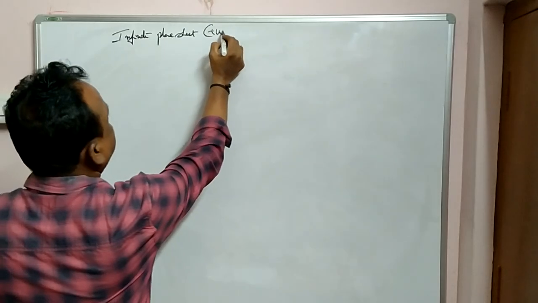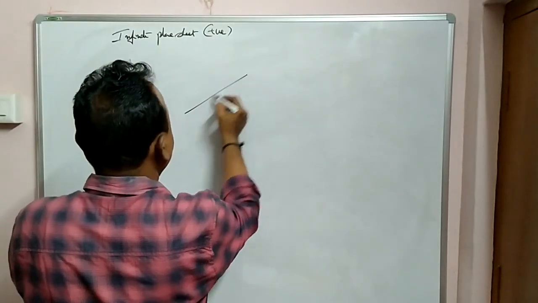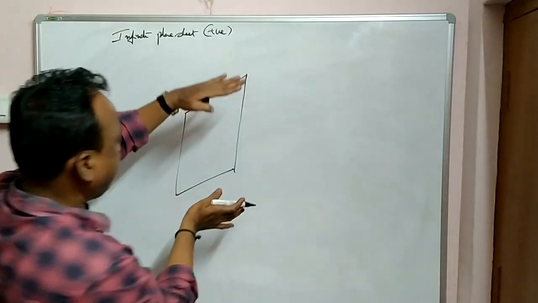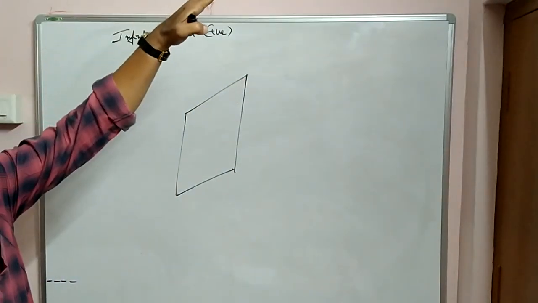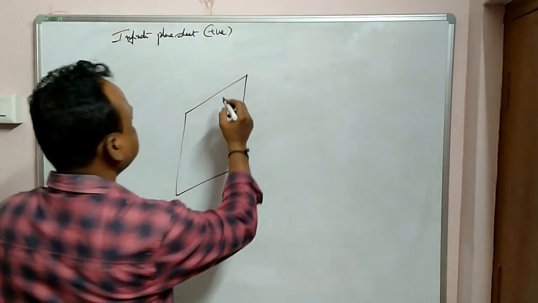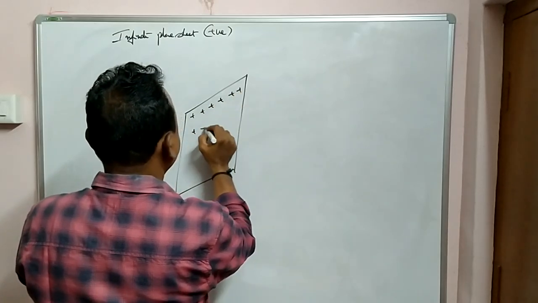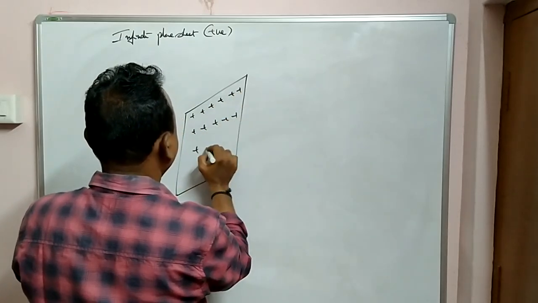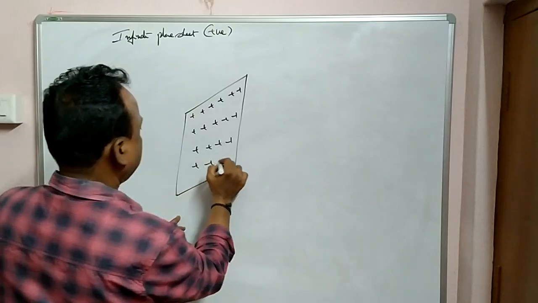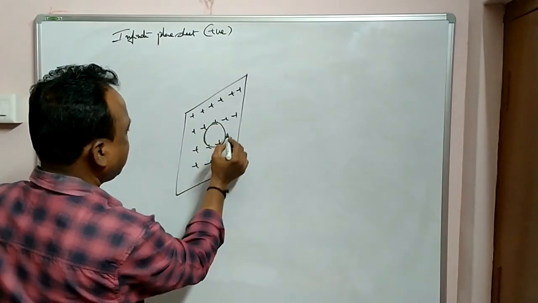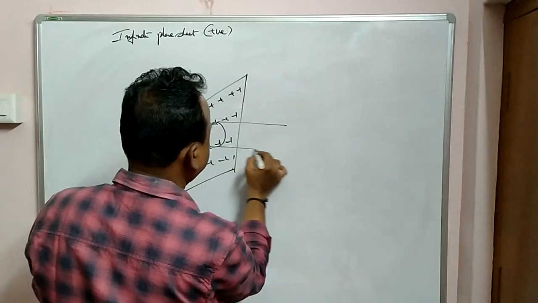An infinity plane sheet that is carrying positive charge. You can see this is an infinity plane sheet, extending infinitely. As I said, for an infinity sheet also the Gaussian surface is in the form of a cylinder.